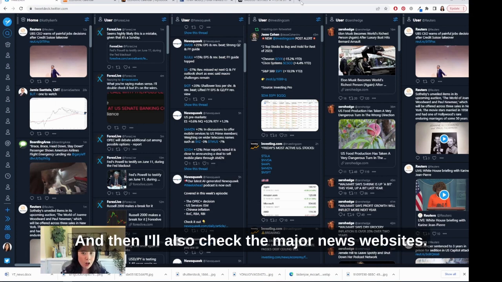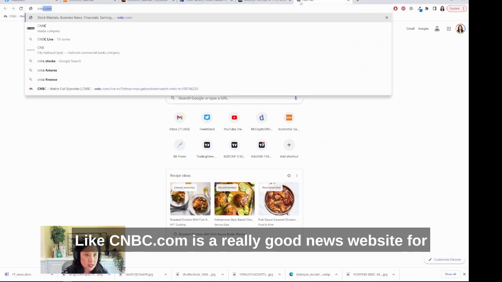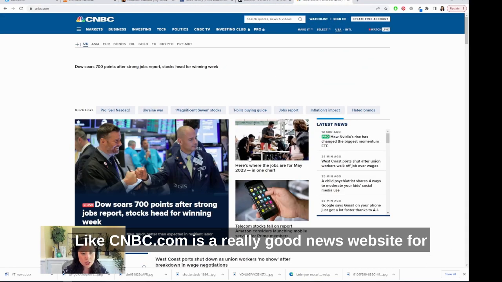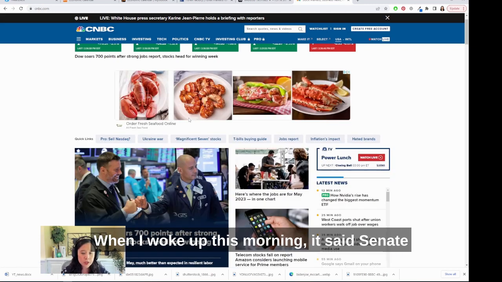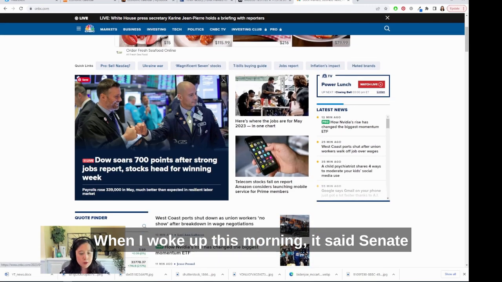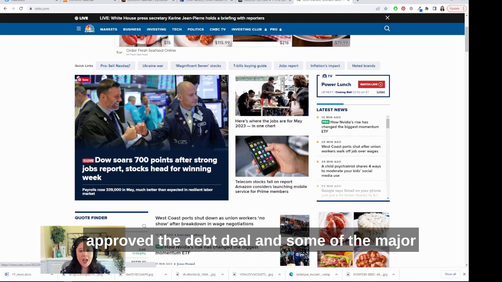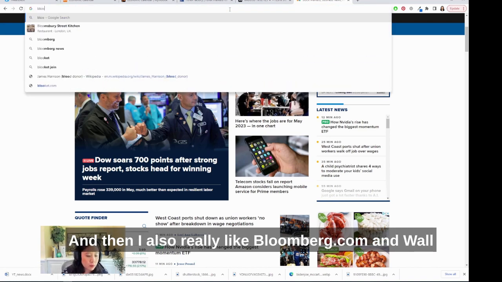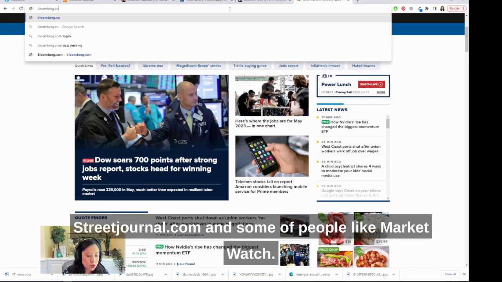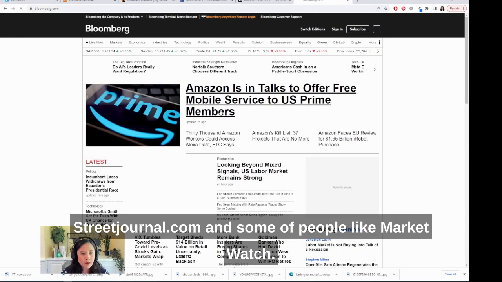And then I'll also check the major news websites, like CNBC.com is a really good news website for all of the major themes, like Dow soaring. When I woke up this morning, it said Senate approved the debt deal, and some of the major big topics that you should be aware of. And then I also really like Bloomberg.com and WallStreetJournal.com. And some people like MarketWatch.